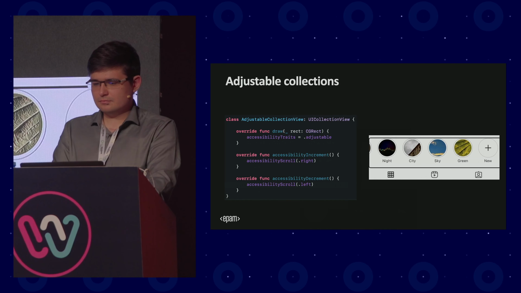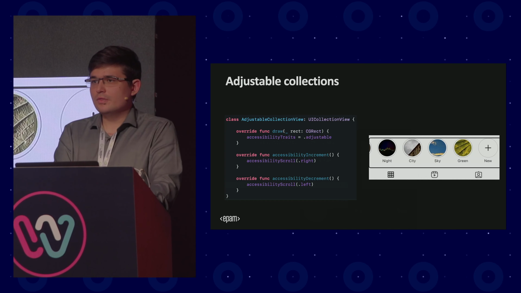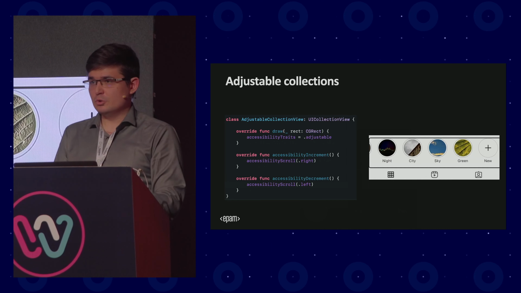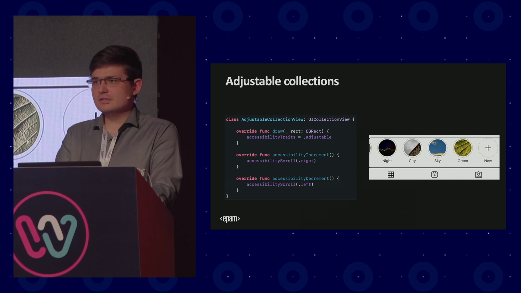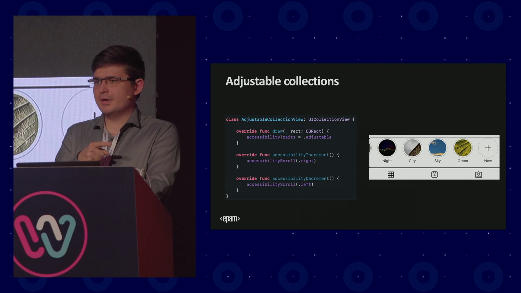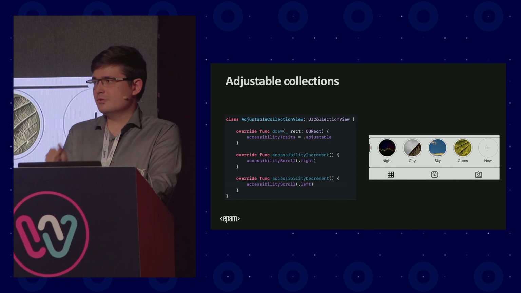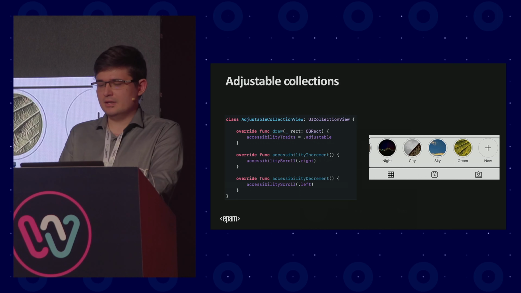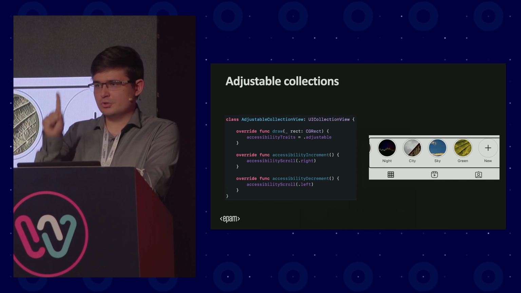Green. 6 of 7. So those adjustable collections can be convenient, for example, when you have a screen with multiple horizontal carousels and a user can navigate between those carousels using a regular horizontal swipe, and they can navigate inside each collection using adjustable vertical swipes.